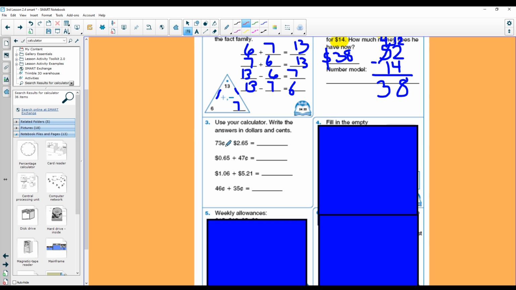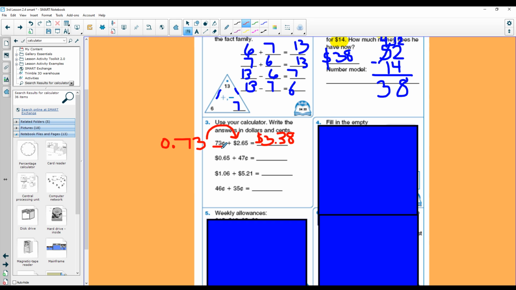You can't just put 73 plus 2.65 into a calculator. You will come up with the wrong answer. When you enter this number into the calculator, your calculator is not very smart. It doesn't know that this is cents. If you put it in just as 73 plus 267, it's going to tell you that this is dollars and not cents. So when you put this into your calculator, you need to put it in as $0.73. Then you can add it to 267. So when you do that, you come up with $3.38.